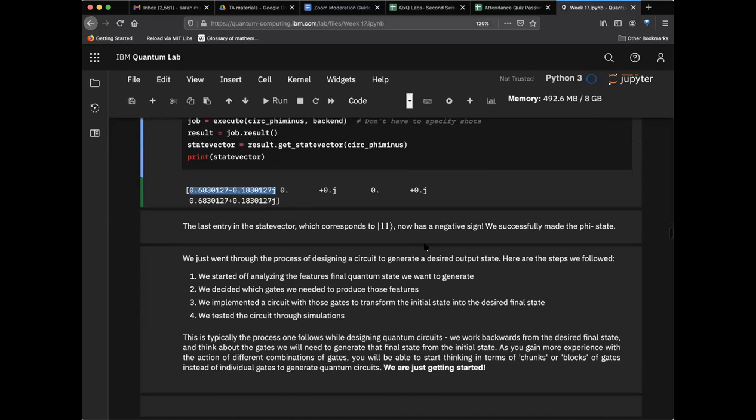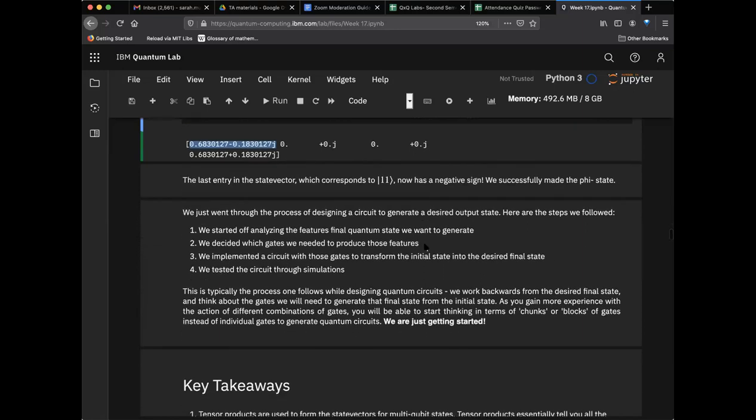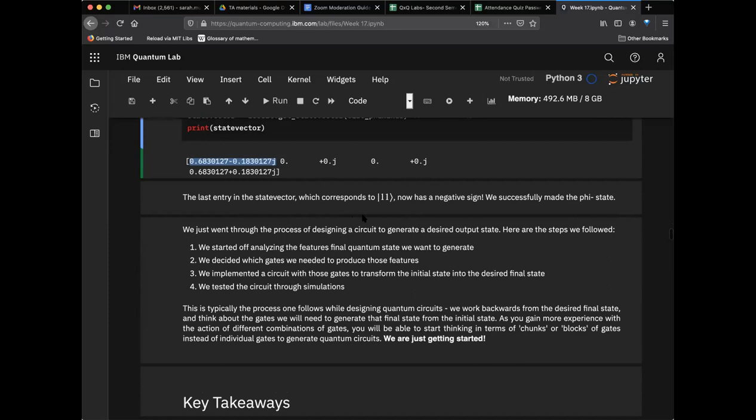So to give you the overview for what we just did, we went through a process of designing a circuit to create the desired output state, in this case the phi minus Bell state. We started by looking at the features of the final state we wanted to generate. We decided which gates we needed to produce those features, so to create that phase. We then implemented that circuit with the gates to transform the initial state into the final state. And then we tested our circuit results through simulations. And then we went through a couple of meanders along the way.